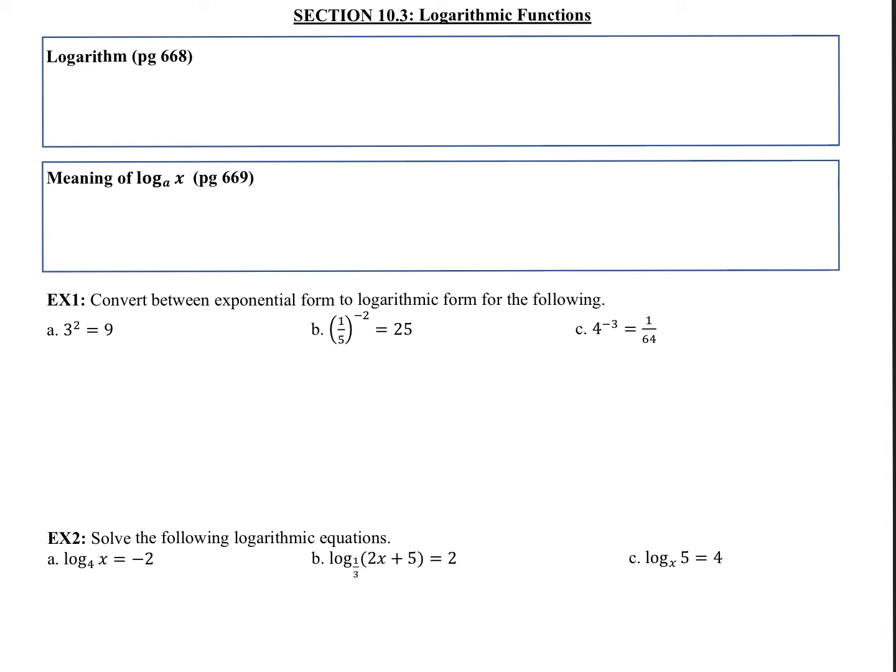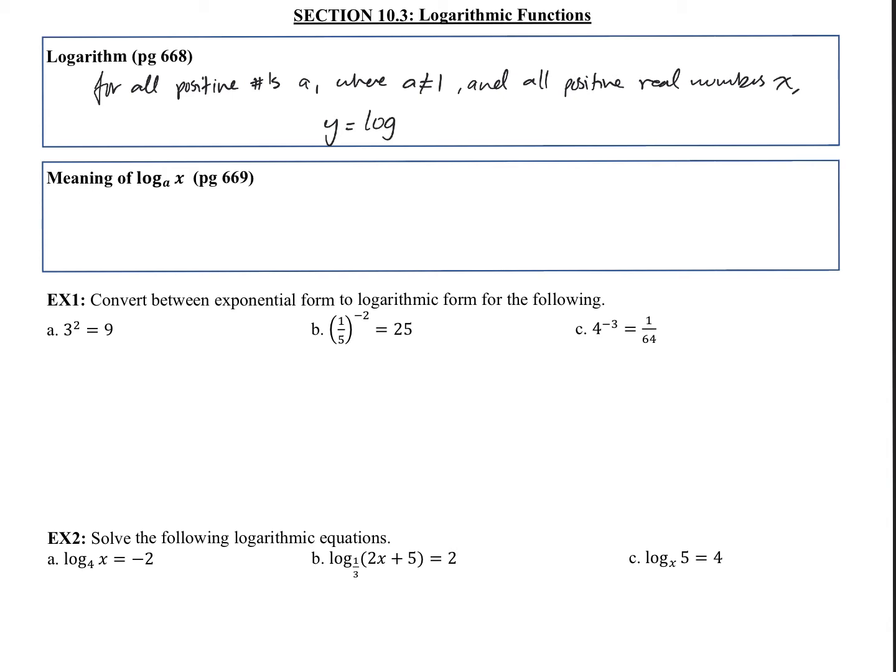Okay, so the logarithm, which is on page 668, the definition is for all positive numbers a, where a is not equal to 1, and all positive real numbers x, what do we have? y equals log base a of x is equivalent to x equals a to the y power.